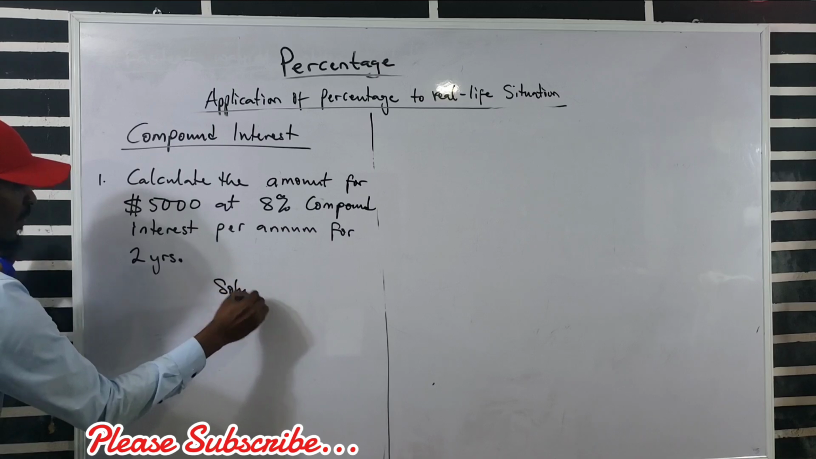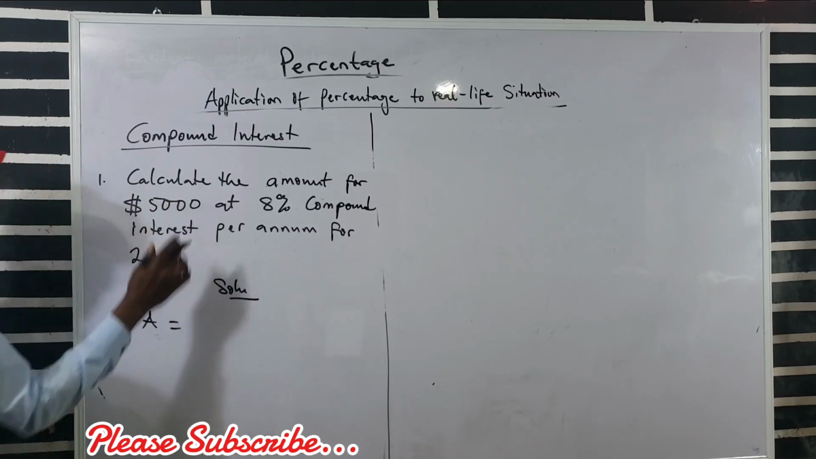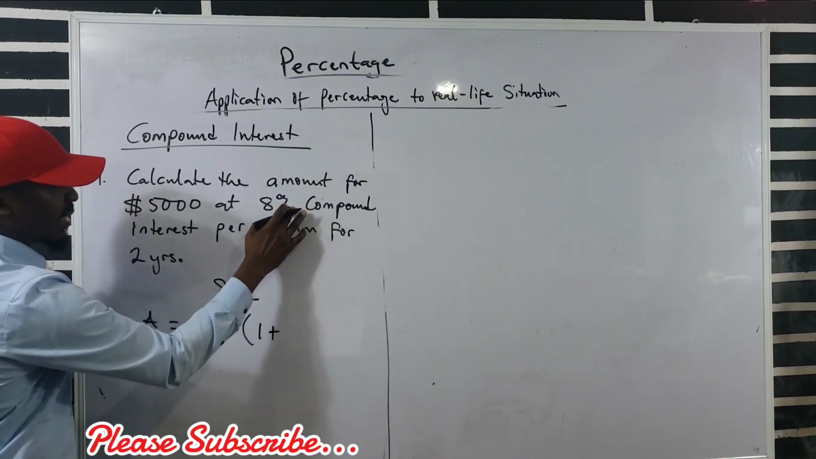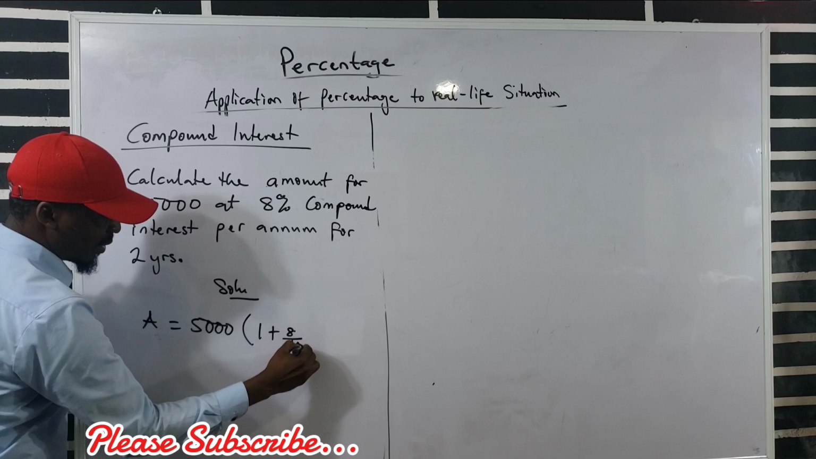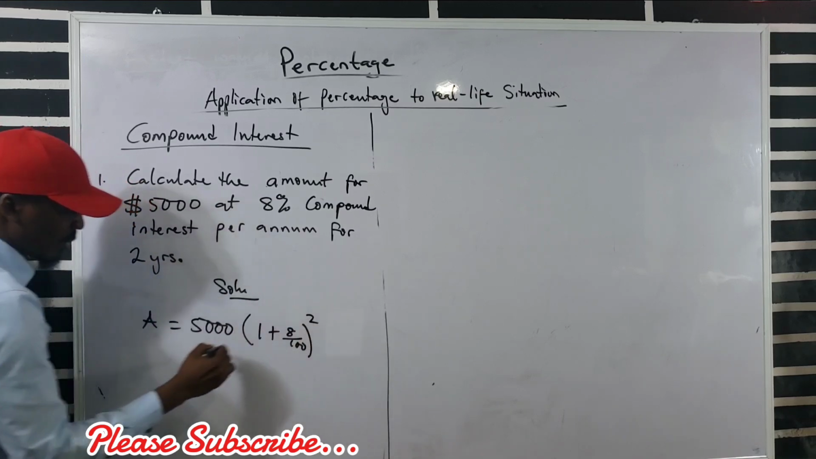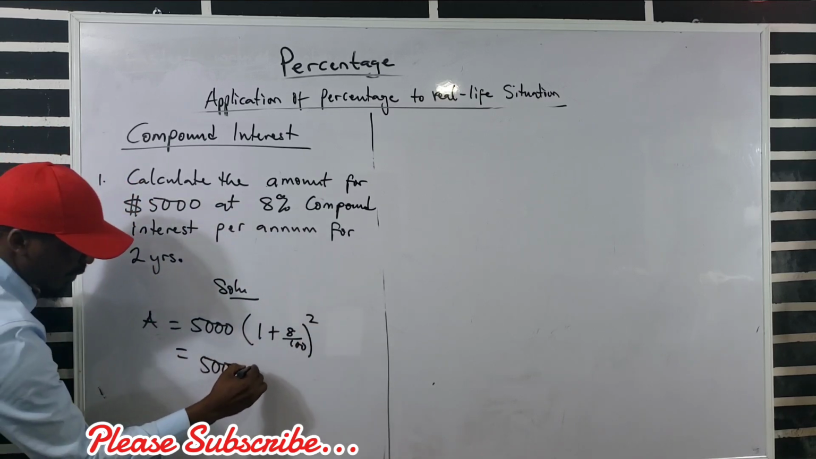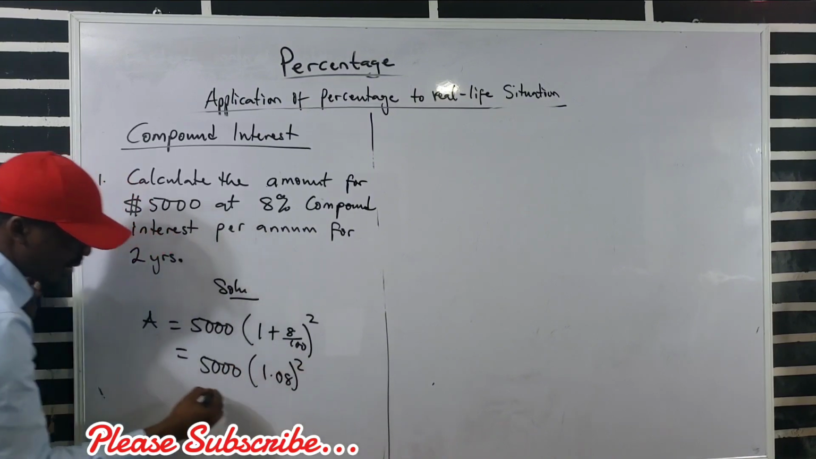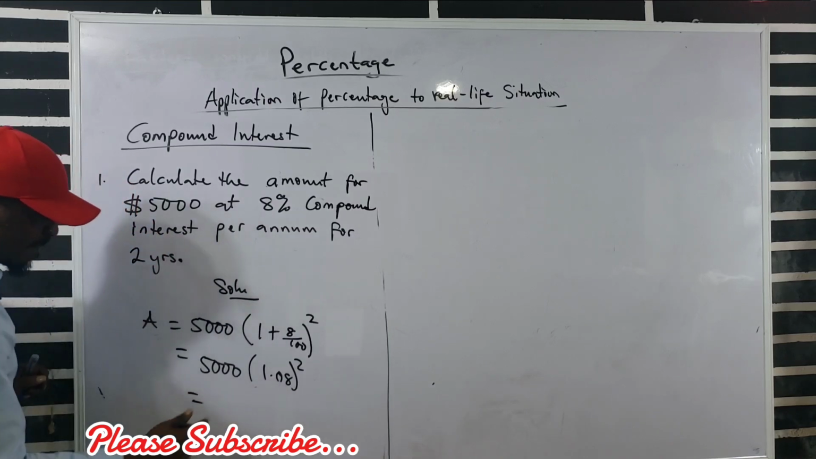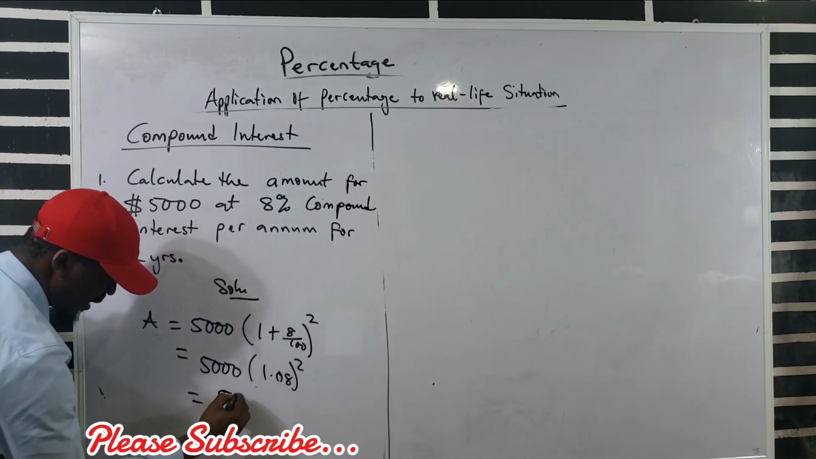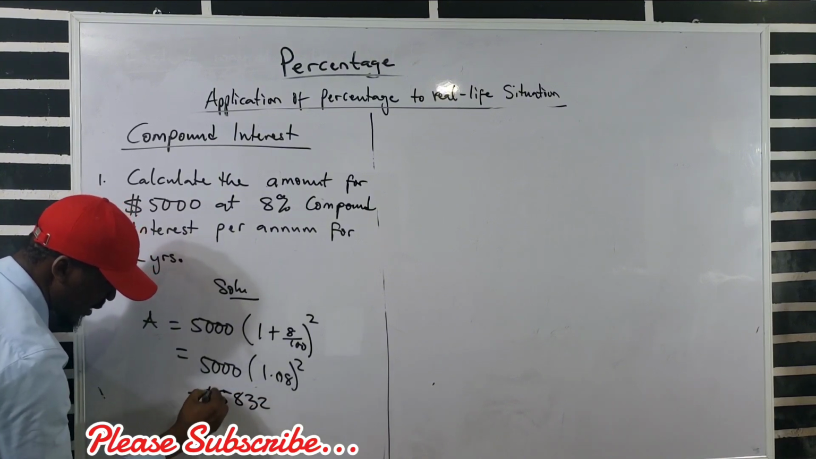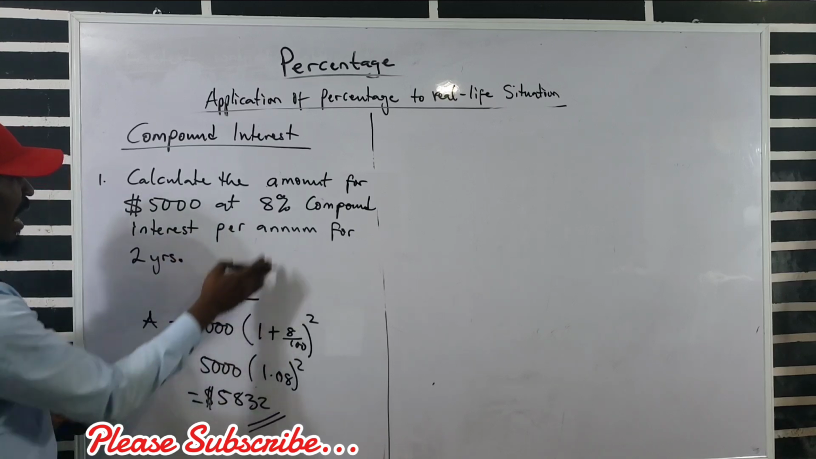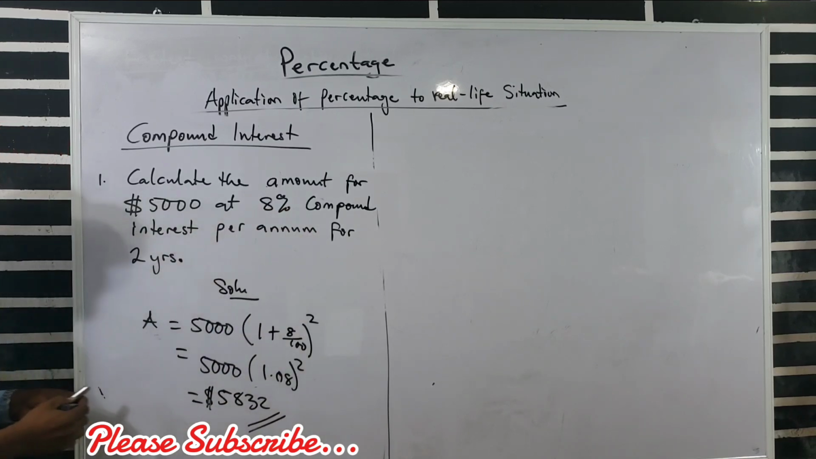Solution: A equals P, P is 5,000, into 1 plus the percentage, which is 8 over 100, to the power 2. That will give us 5,000 into, if you calculate this, 1.08 squared. When you use your calculator to press this value, you will get $5,832. So this is what this amount will be after 2 years at 8% compound interest.